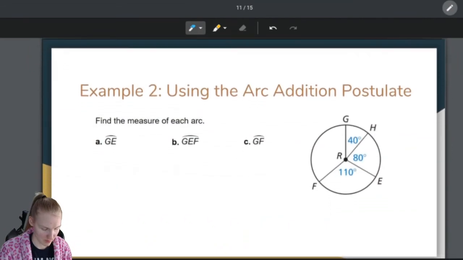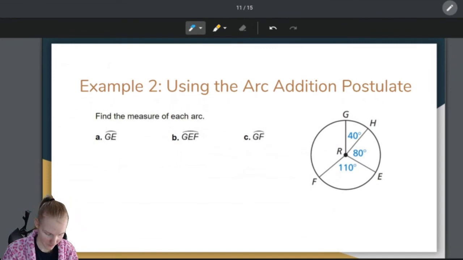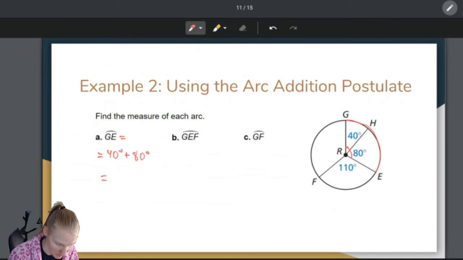Okay, last example for today, using the arc addition postulate. Find the measure of each arc. We're gonna color code because I love it. Okay, GE is this arc right here, which means we're gonna look at this central angle, which is 40 degrees plus 80 degrees, which is 120 degrees.